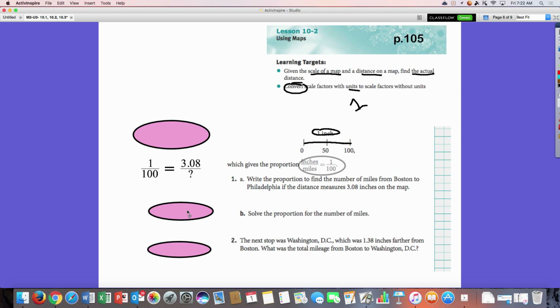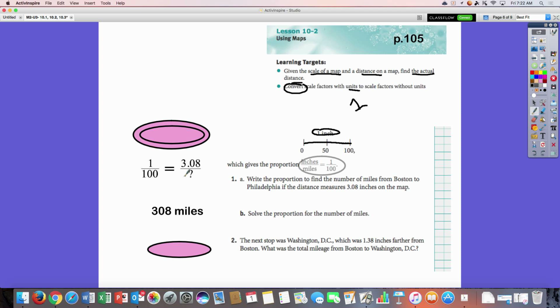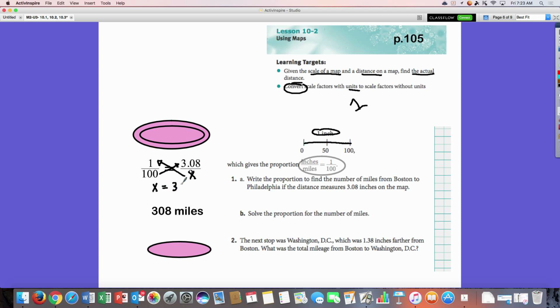The next part, you guessed it, we're going to solve that. It's 308 miles. How did I get that? I knew you were wondering that. I multiplied here, and I multiplied here. So basically, it's like getting x, if I could make this question mark an x, equals 308. So if I see 3.08 inches on a map, it's 308 miles according to that map.